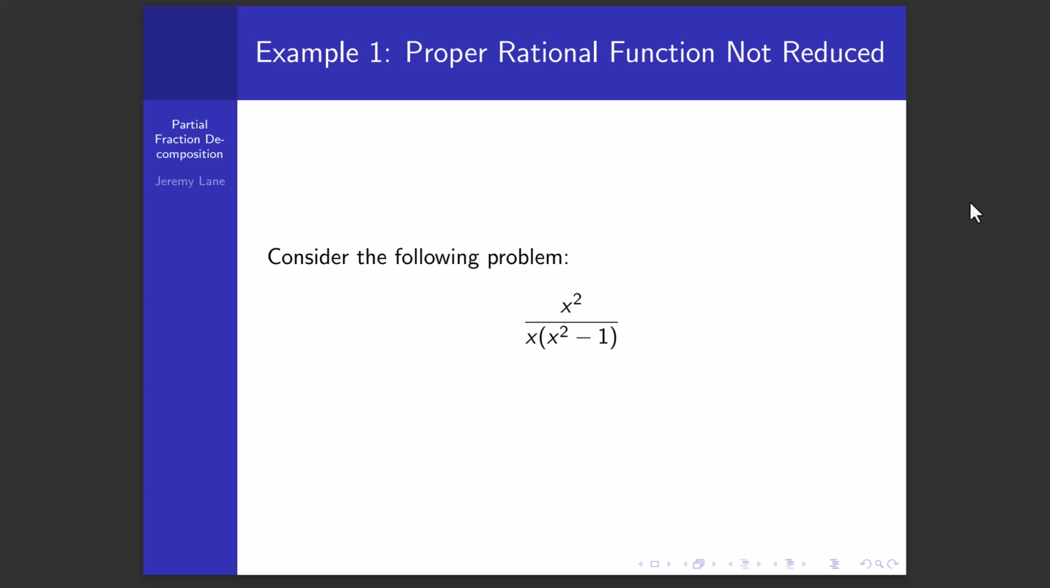So we're going to consider the following problem. Here we have x squared divided by the product of x times the quantity x squared minus 1. Now, if we recall, the degree of the numerator is 2, the degree of the denominator is 3, so we do have a proper fraction.